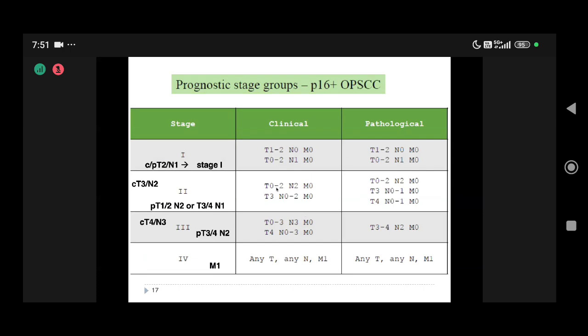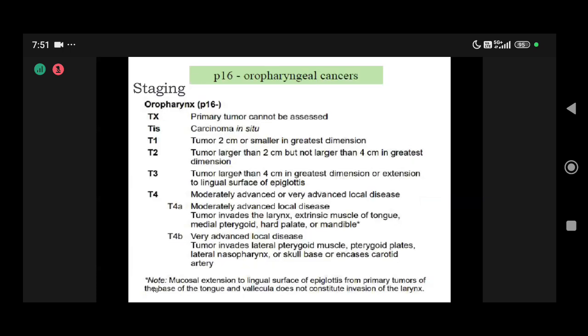This can also be seen when you are trying to stage these patients. You can see that even node-positive patients are staged 1. So all they're trying to tell you is that these patients do much better than a traditional oral cavity or a tobacco-related malignancy, and you need to stage them lower as compared to the other subsites of head and neck.